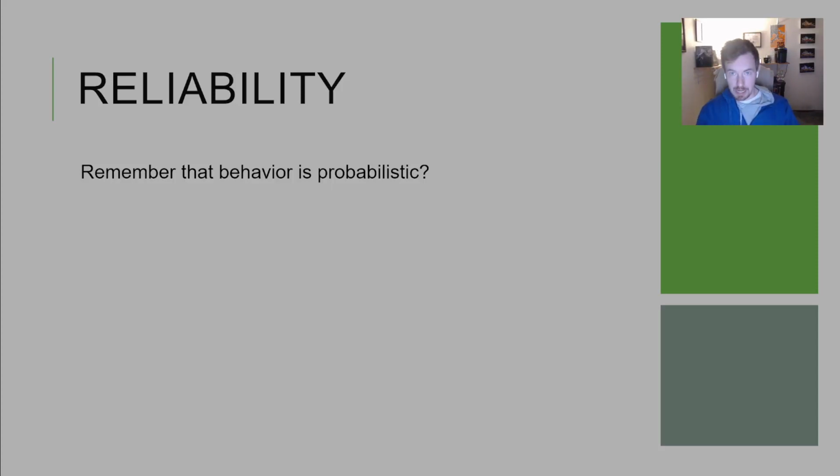So, reliability. Let's start with reliability. We're going to be talking about reliability and validity. Reliability, if you remember in the first chapter, I talked about how behavior is probabilistic. In other words, we don't always behave the exact same way every single time, that we behave differently in a variety of different contexts, and so our behavior is probabilistic. Am I a morning person? Most times. Not all the times, but most times.